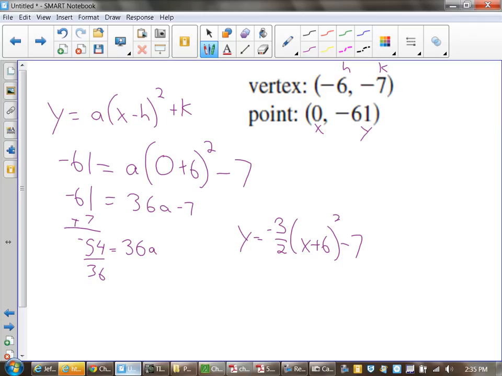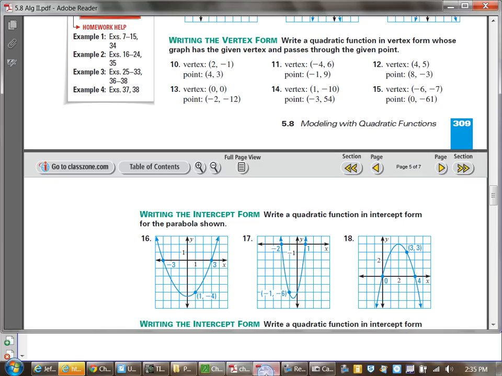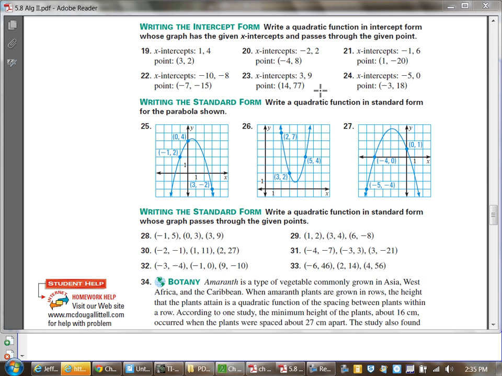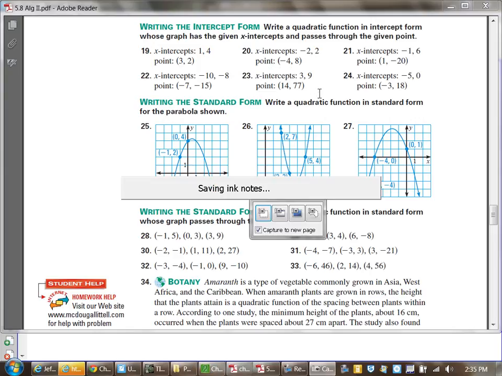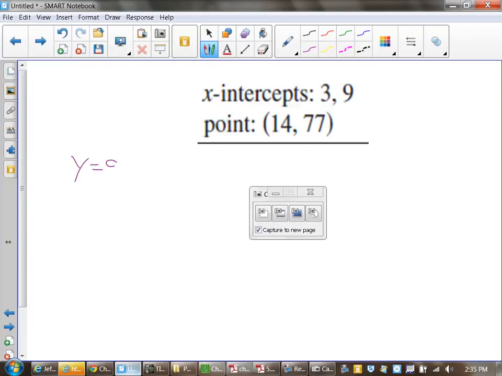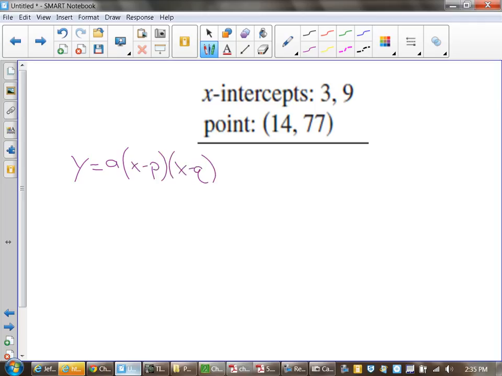Very good. Your intercept form was y equals a(x minus p)(x minus q), where your intercepts are the p and q values, and then your point would be your x and your y. Once again, solve for a. Are we going to memorize these? You should know these, yes.